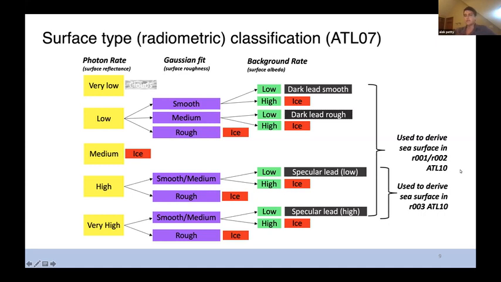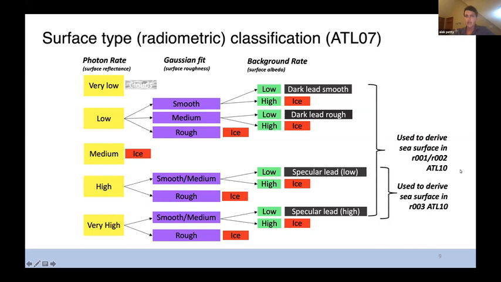But the way of actually deducing those is to look at the photon rate, and also the ratio of photon rate to background rate. I'm skipping through this very quickly because of time. It's explained in a lot more detail in the ATBD. But this is an interesting point to consider. For a surface that's very shiny and very smooth, such as a specular lead between ice floes, we expect that the photon rate should spike and the background rate should drop, right? The background rate is coming from a different incident angle, and we expect that to scatter away from the sensor, whereas for signal photons, we expect that to peak.